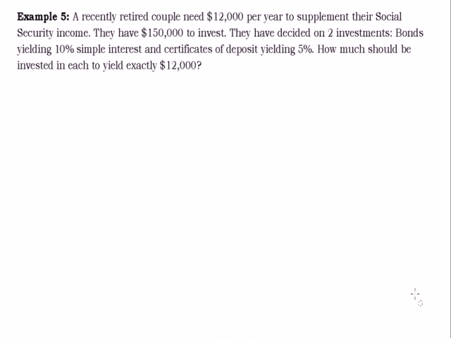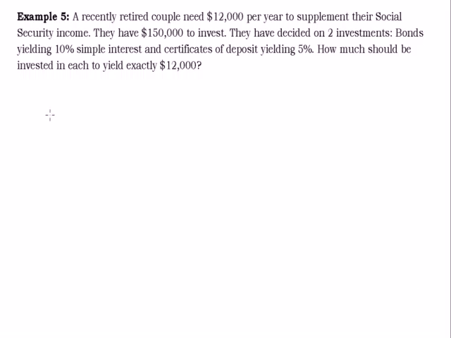Example 5 reads, a recently retired couple needs $12,000 per year to supplement their Social Security income. They have $150,000 to invest. They've decided on 2 investments, bonds yielding 10% simple interest and certificates of deposit yielding 5% also simple interest. How much should be invested in each to yield exactly $12,000 over the course of a year?